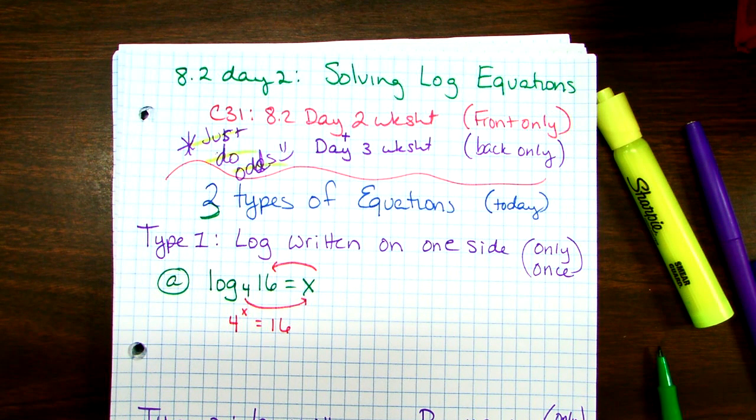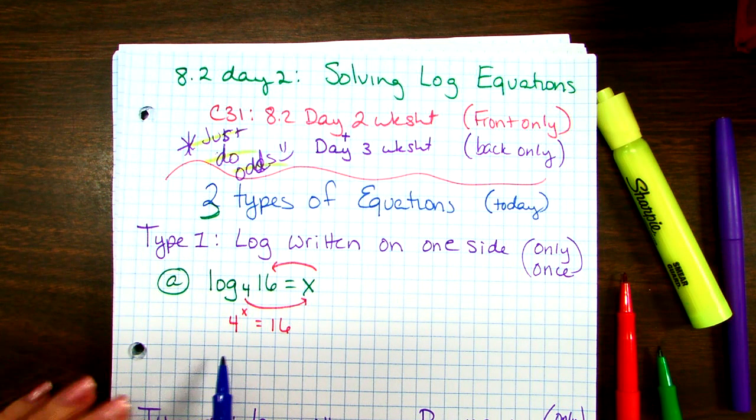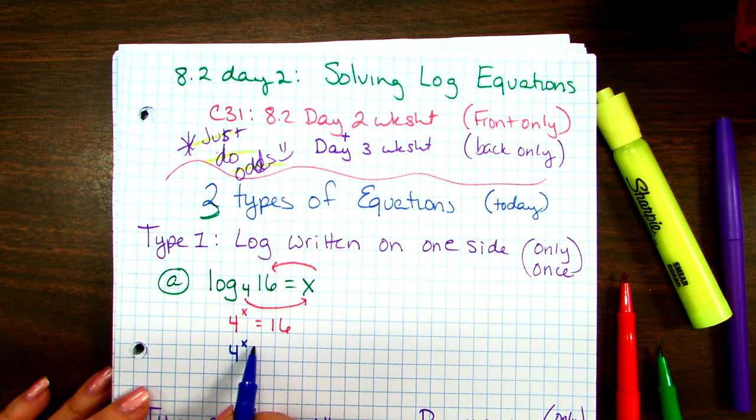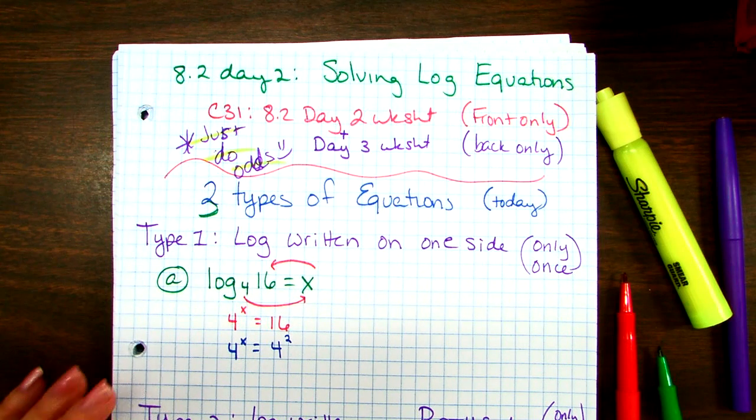And we can get like bases on both sides. What would the base be that we can use for both 4 and 16? 4. You could make them both 2 as well, but why change something if you don't have to? So 4 to the x equals 4 squared.